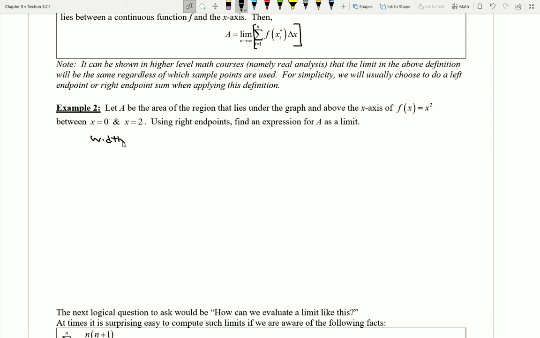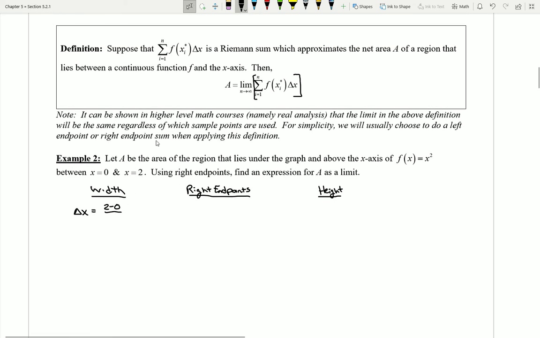I know I'm going to need the 3 same things that we had back in example 1. I'm going to need to calculate the width of my rectangles, my right endpoints for my rectangles, and I'm also going to need to understand how to find the heights of my rectangles. So let's start again with our width, delta x. Now again, the width of my interval is still 2 down to 0, so 2 units long. But since I don't know at this time how many rectangles I'm going to use, I'm going to state that I want to use n rectangles. That way I can have n, the number of rectangles, move off to infinity.